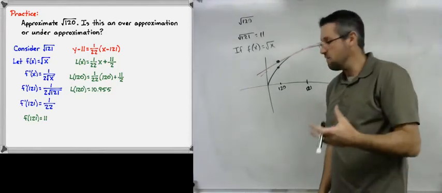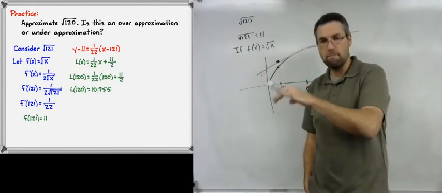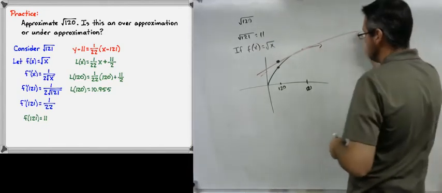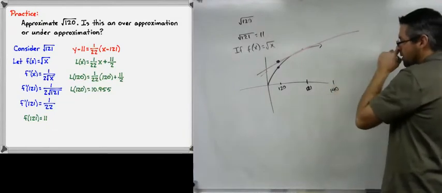It is above the actual value. Well, what's determining whether it's above or below? Well, let's take a look over here. If I were to look to the right of 121, let's say I wanted to approximate 140. Well, what do we see?